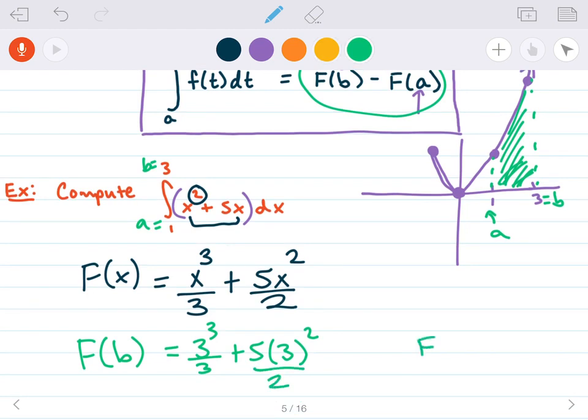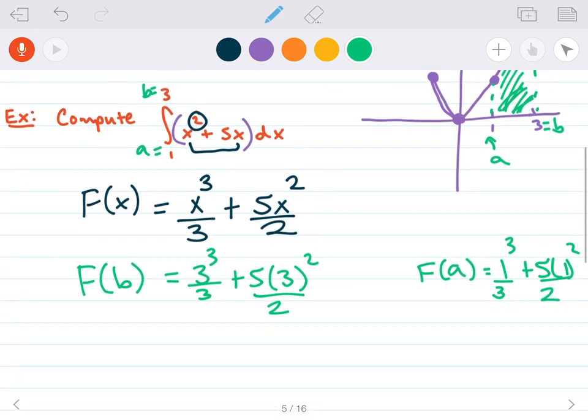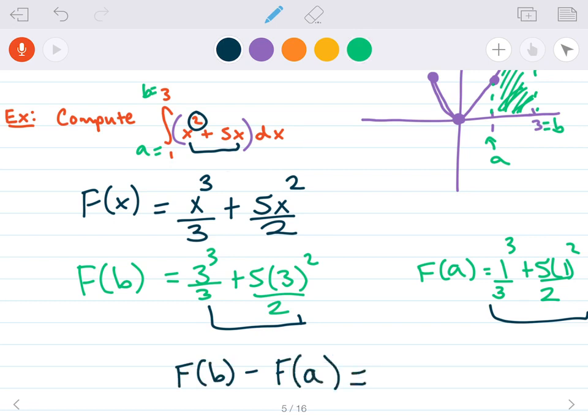And F of a, we're plugging in 1 into our antiderivative. So we have 1 cubed over 3 plus 5 times 1 squared over 2. Once we compute this stuff, let's see what I get. When we do F of b minus F of a, we get a number here and a number here, and when we subtract these two, we end up getting 12.